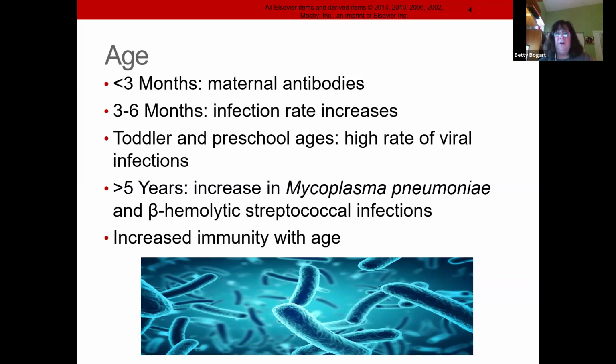As they get older, mom's antibodies go away. We know the blood cells die. They don't make blood cells yet, so they become more anemic. So what happens? They get sicker. So that 3 to 6 months is when we start to see them getting sick.